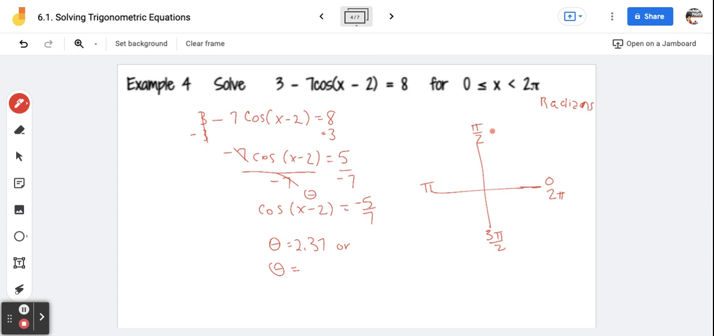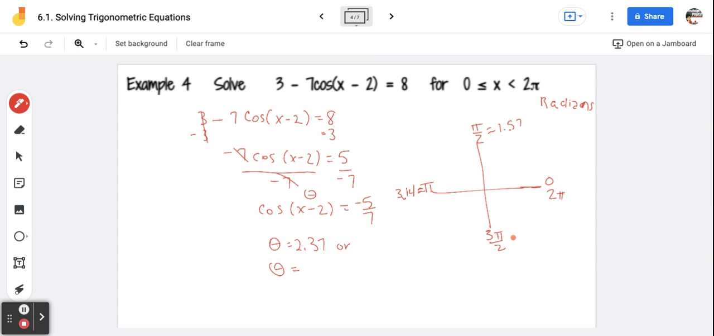We know that pi is approximately 3.14 radians. So we know that 2.37 falls before you get to this point right here. If you take pi divided by 2, half of 3.14 is approximately 1.57.